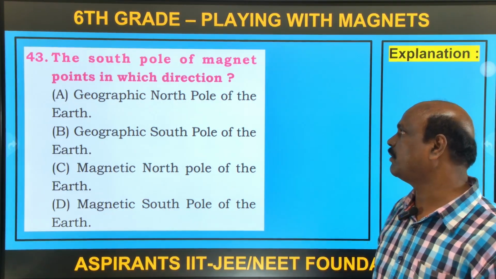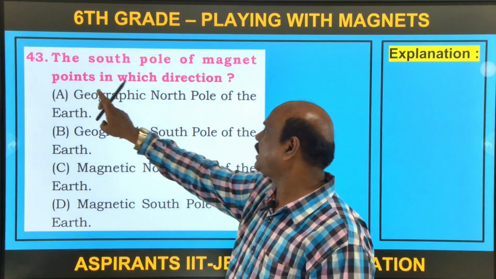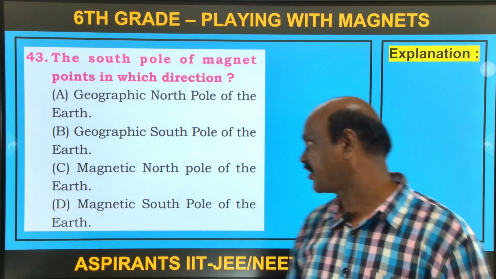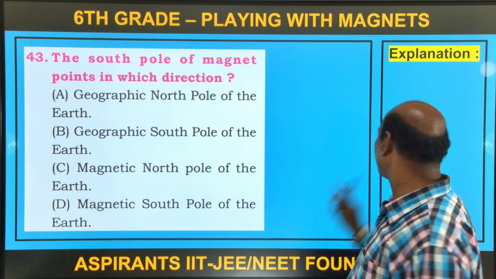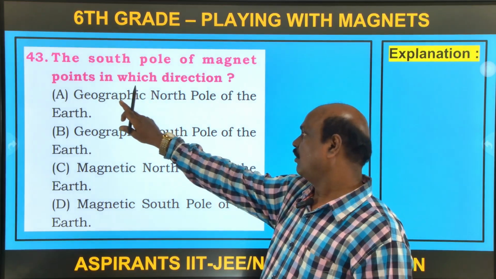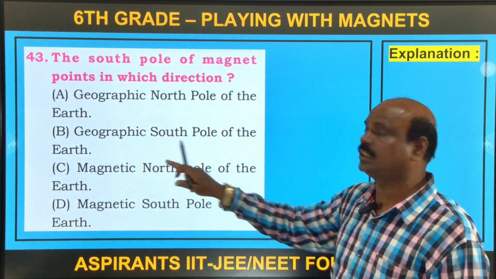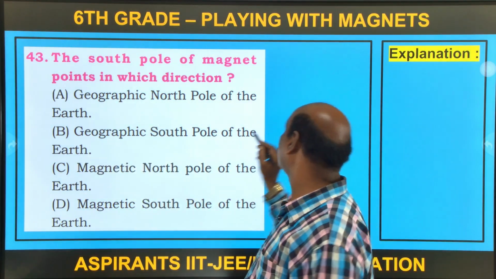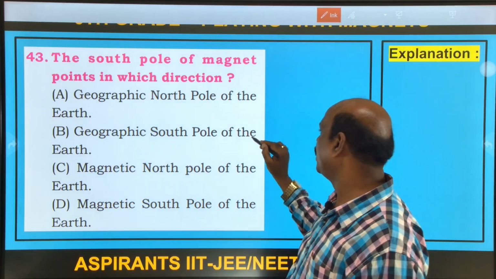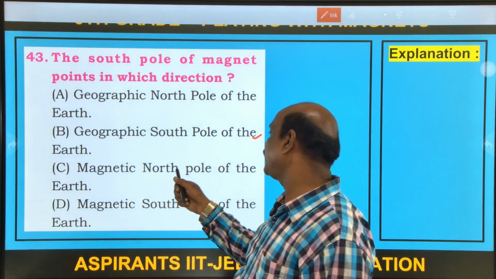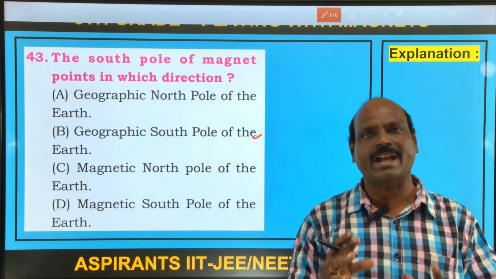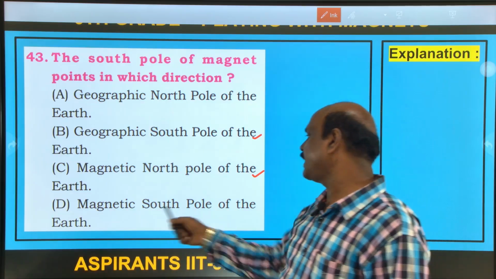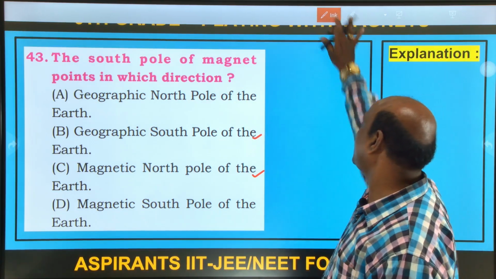Next, question number 43. The south pole of a magnet points in which direction? So according to us, let us see which direction the south pole will face. Geographical north pole of the earth, it is wrong, so we should not choose. Geographical south pole of the earth, this is a correct answer which we can choose. Then magnetic north pole of the earth, the earth is also a magnet, so the magnetic north pole will be towards the south, so this will be taken into consideration. Magnetic south pole of the earth, no. So these two answers are correct.